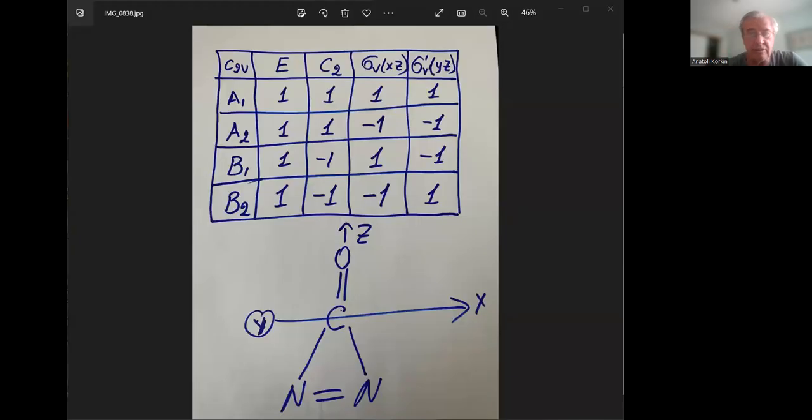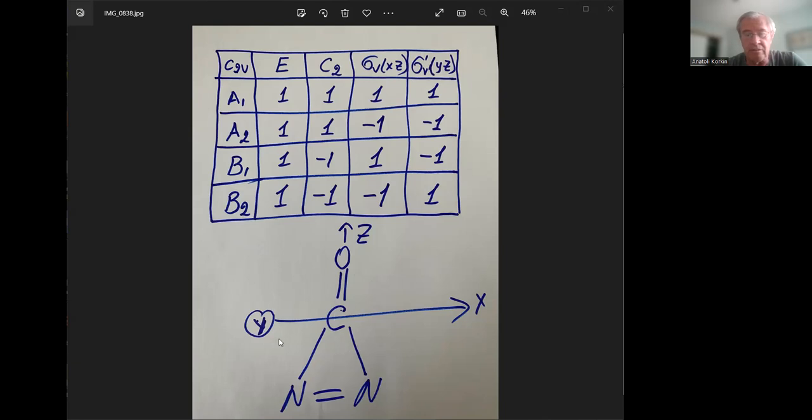Hello, everybody. In today's lesson, I will demonstrate the assignment of molecular vibration to the corresponding type of symmetry operation. As an example, I will be using quite an exotic molecule, which is called diazirinone. It is made from a three-member ring: carbon, nitrogen, nitrogen. Nitrogen has a double bond, and there is an external carbon-oxygen bond.